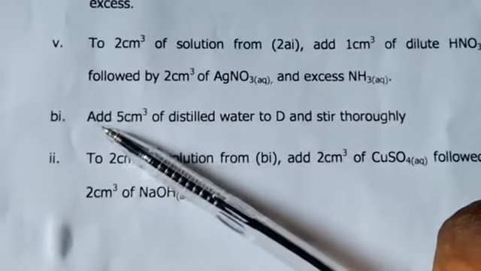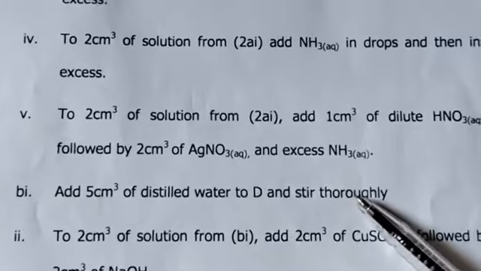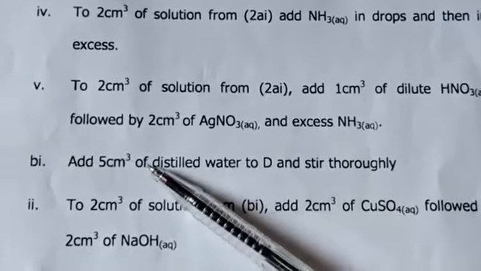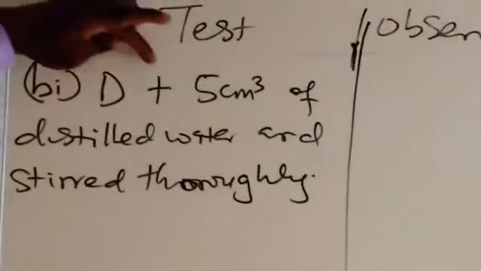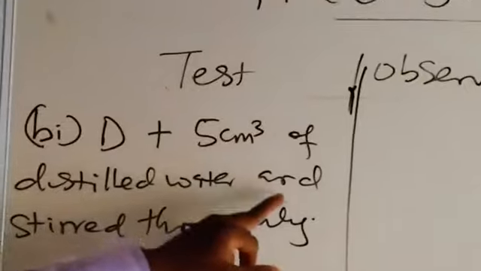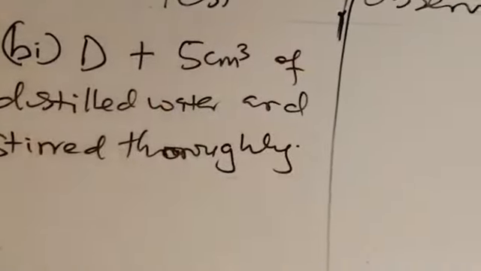The question 2BI says add 5 cm cube of distilled water to D and stir thoroughly. So let's go to the board. 2BI says D plus 5 cm cube of distilled water and stirred thoroughly. So we're going to pick specimen D, add water to it and stir it, and then record the observation.